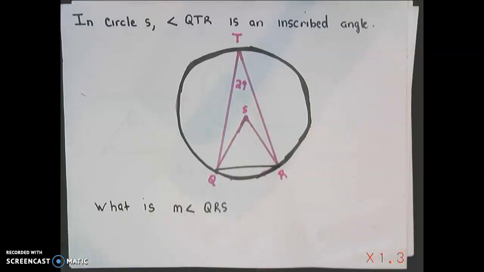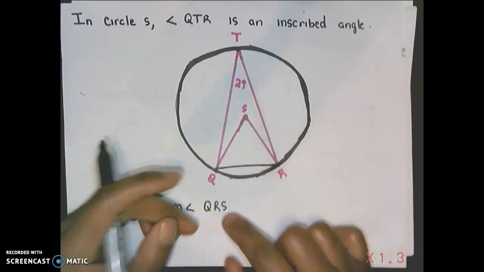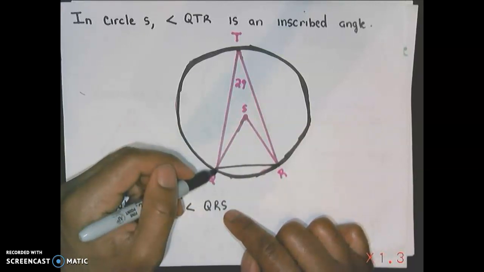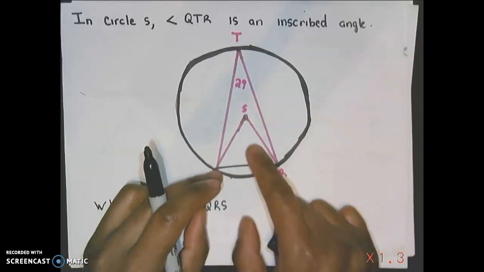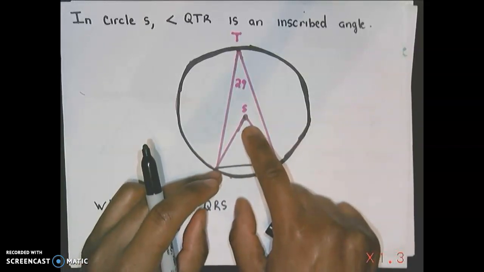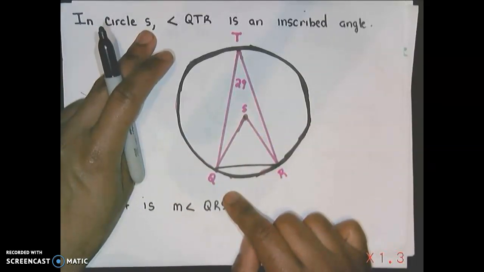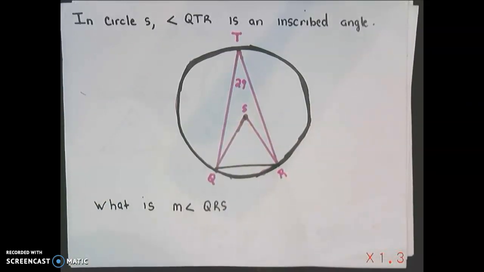So the aspect that we're going to start out with in circles is inscribed angles and central angles and their relationship. So here we have an inscribed angle because the vertex is on the circle, and that inscribed angle is going to be 29 degrees. And then the central angle is when the vertex is at the center of the circle. It says circle S, so we know the center of the circle is going to be S because that's how we name our circles, by the center.